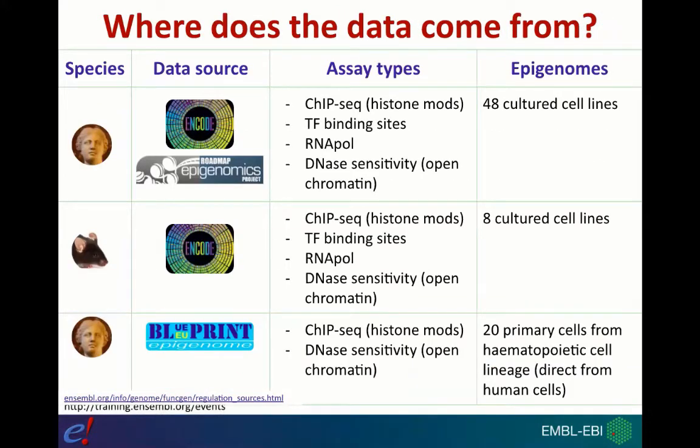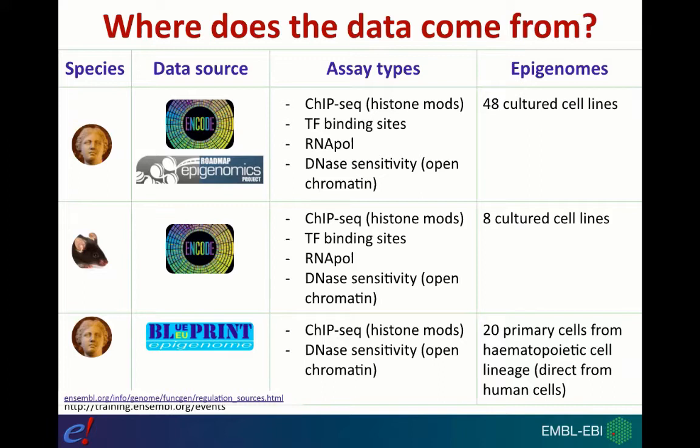So firstly, I want to explain where all the data comes from. As I've said, for the regulatory build, we only produce this data at the moment for human and mouse. These are the only two species that have experimental data for cell types that we can use. As you'll see at the end of the presentation, we do have long-term plans to extend this annotation to other species as well. But at the moment, just human and mouse.